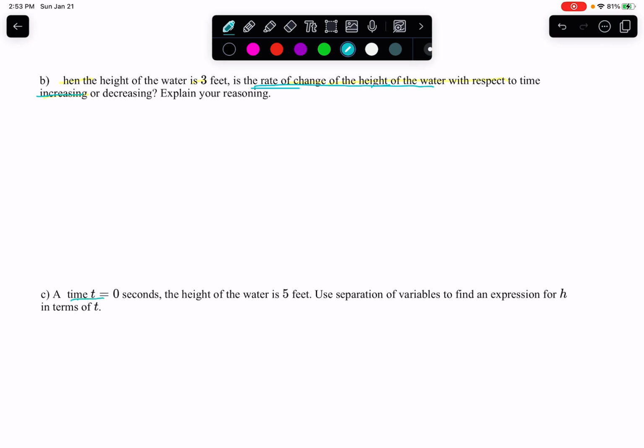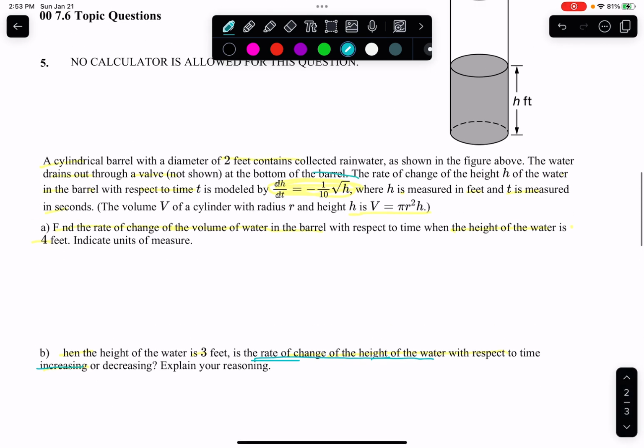So at time, let's look at C. At time t equals 0, the height is 5 feet. Here we go. Use separation of variables to find an expression for h in terms of t. So we were never given the original h of t formula for the height of the water, and this is going to help us. We can now use separation of variables for that differential equation and get an equation for the height in relationship to t. All right, so let's just get started.